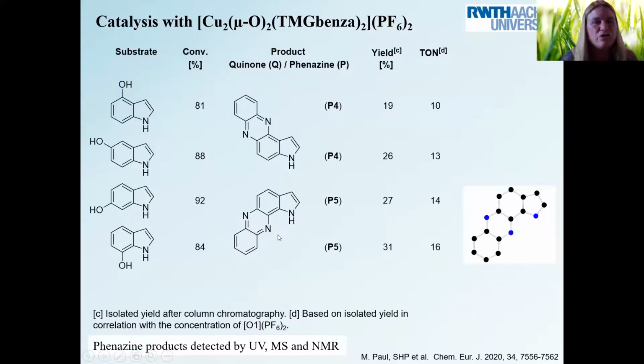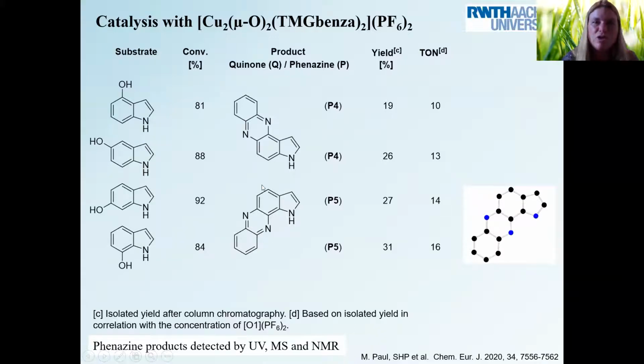And then we turned towards the indolols. For example, we have here the 4-indolol, 5-indolol, 6- and 7-indolol. And here again, you only have one possible substrate. Here again, you have the choice to hydroxylate here or here. And we obtain then again the benzophenazine. And again, in this case of 6- and 7-indolol, we obtain in the end the benzophenazine. And the turnover numbers are again nice. And here we have again the crystal structure.